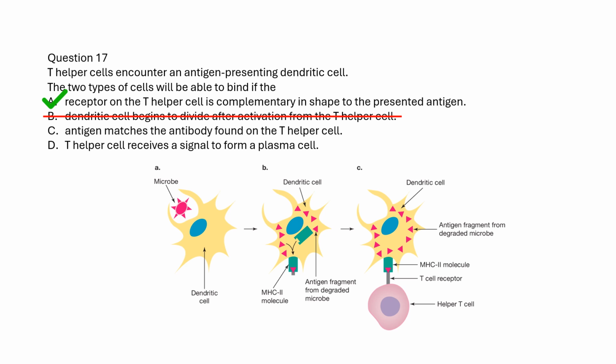So, C is eliminated. T helper cells help activate B cells into becoming antibody-producing plasma cells. But T helper cells can't become plasma cells. So, D is eliminated.